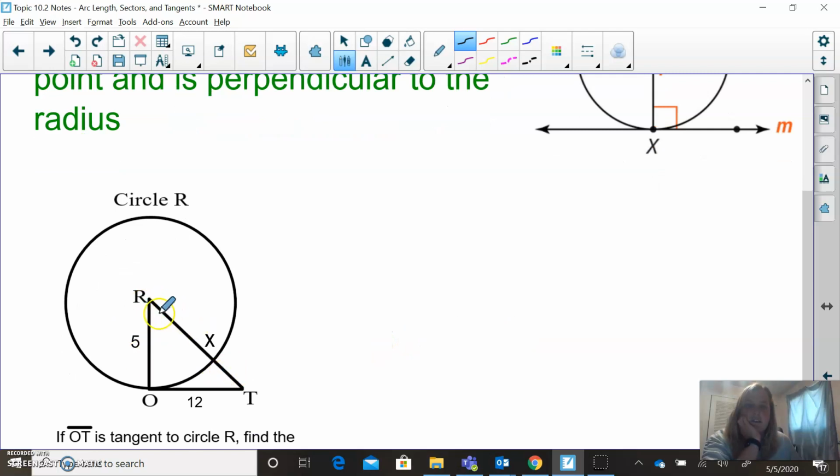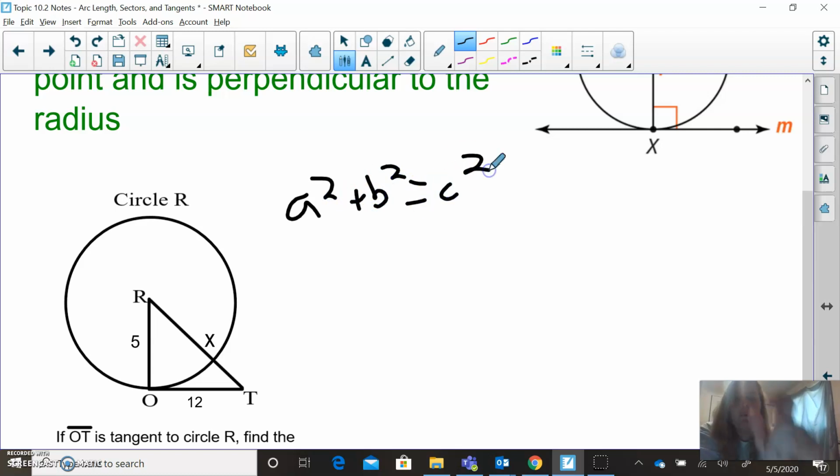So what this does is this creates a right triangle. And to find lengths of right triangles, we use the Pythagorean theorem. So we're going to use a squared plus b squared equals c squared. And remember, c is always the hypotenuse, which is always the longest side. So for a, I will plug in the 5. That comes straight from the problem.